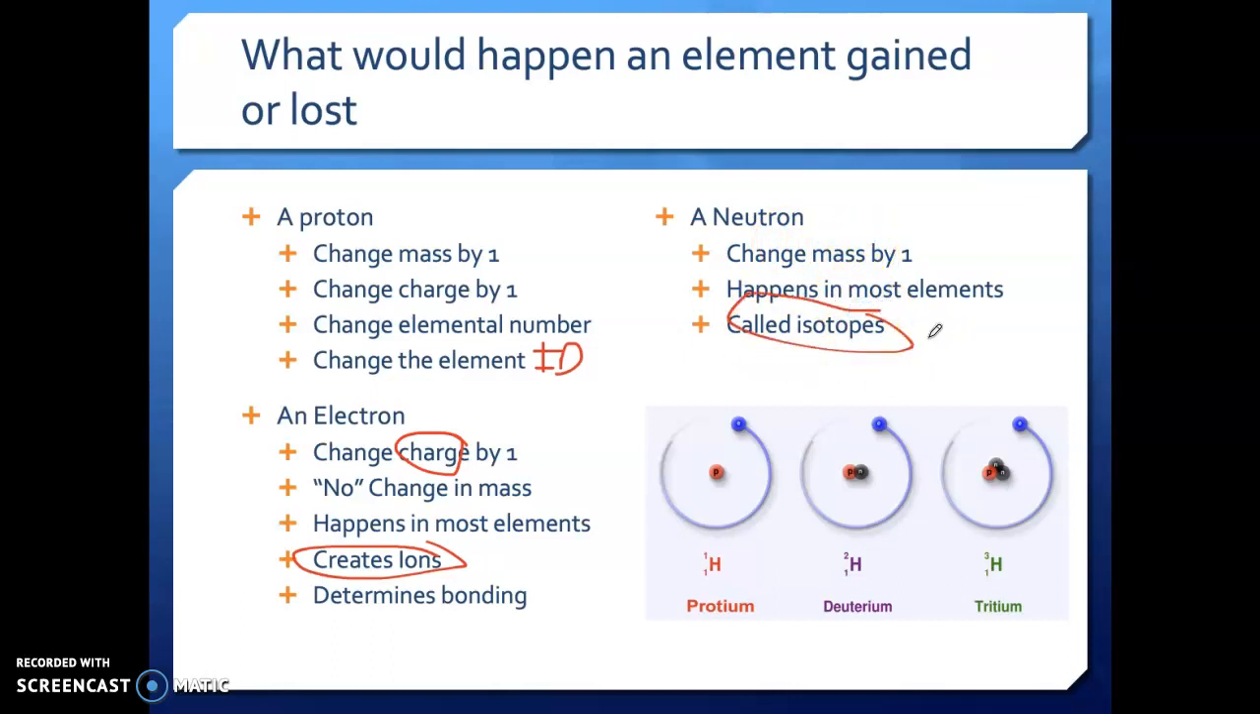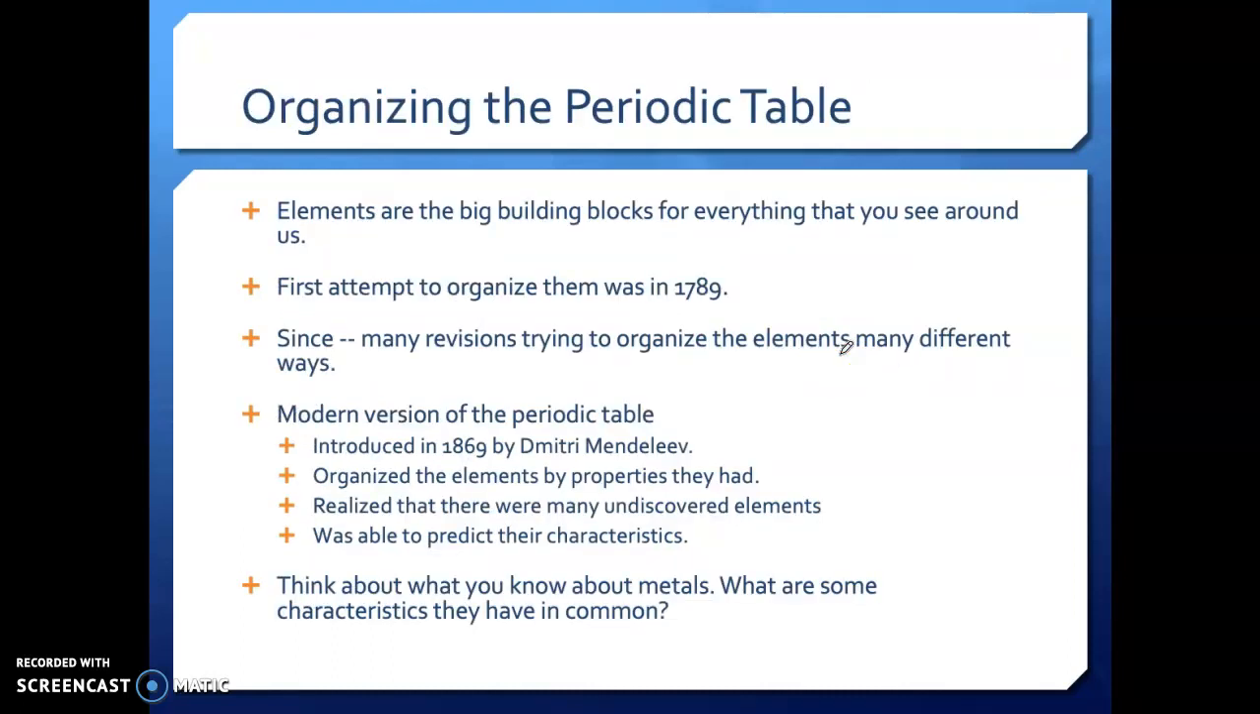It'd be like if all I did was eat pizza for the next 18 years of my life and I gained a little weight, I'd still be me, but I'm a different mass now, and that would be called an isotope. So not a ton of things to take away from this. I know there's a lot of text here.